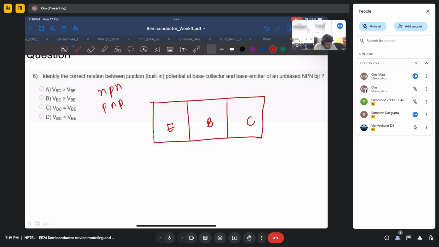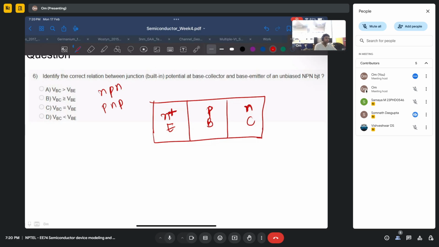The emitter will be N plus, very heavily doped. The base will be P. The collector will be N type. The emitter is always very heavily doped, and both the base and the collector are moderately doped. So with this information, can you answer the question?